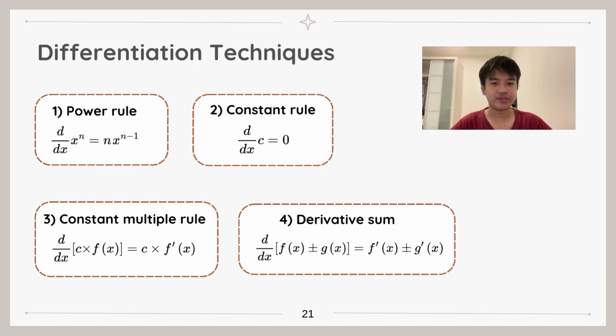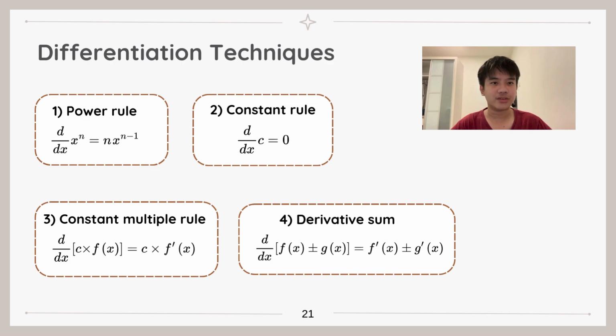Okay, moving into derivative techniques, there are some techniques that can be used for differentiating an equation, starting from the power rule. This technique just needs you to bring the exponent n down as a coefficient and subtract the original exponent by 1. The next one is the constant rule. The derivative of a constant is always 0. Third one is the constant multiple rule. When a differentiable function is multiplied by a constant, the derivative can be multiplied by the same constant.